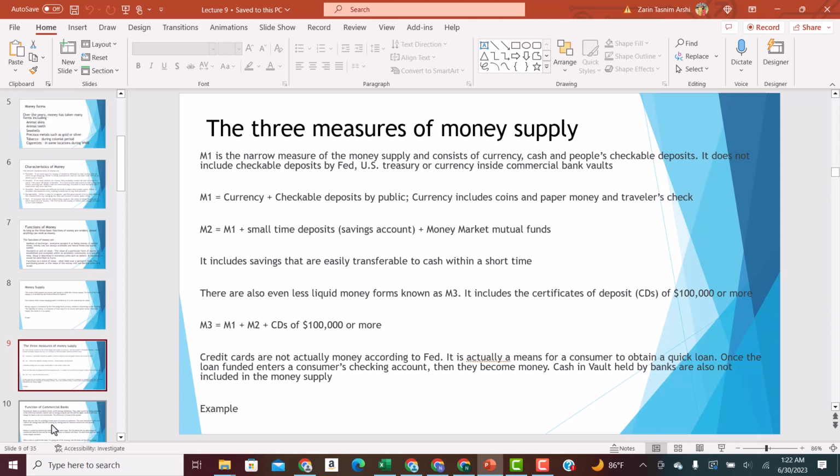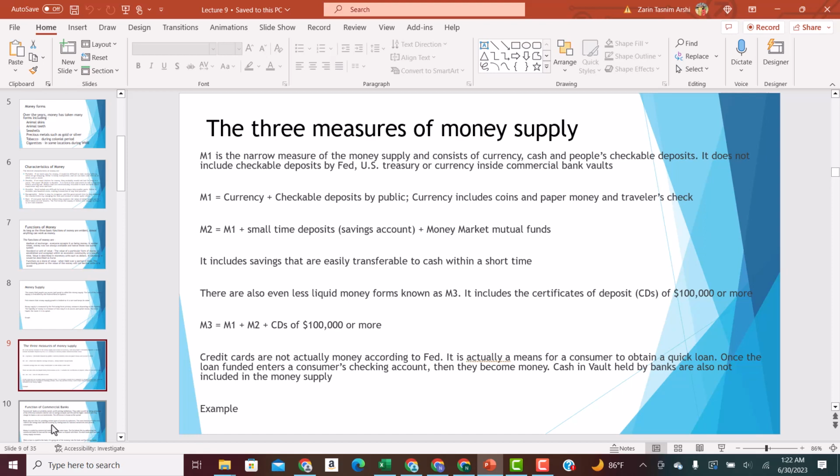Finally, banks also hold cash in their vaults, like when you go to the branches you would see these big vaults. They hold cash in these vaults, and this cash in vaults is not circulating in the economy, it is outside of the economy, so it is not included in the money supply. So remember this, cash in vault is not included in money supply. So we're going to do an example now. We will have some statements given to us, and then we will try to find out what M1 is, what M2 is, and what M3 is.